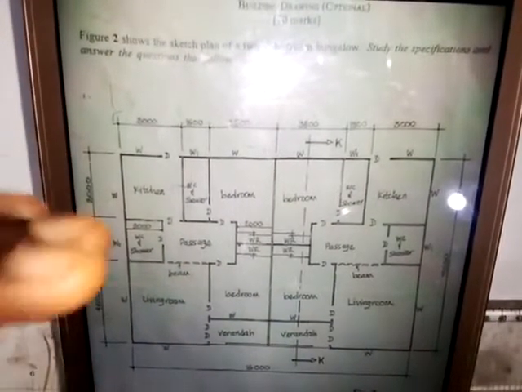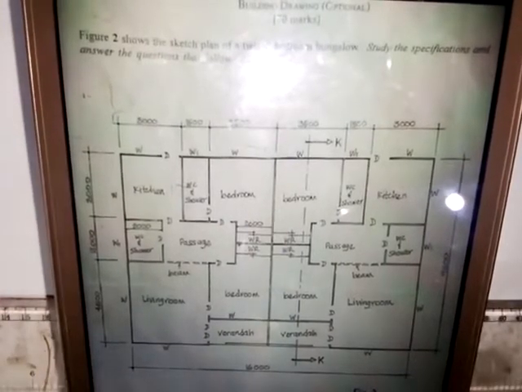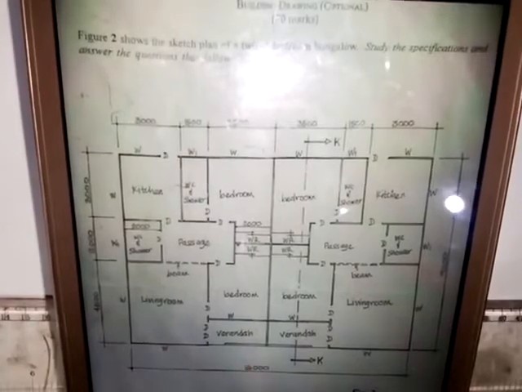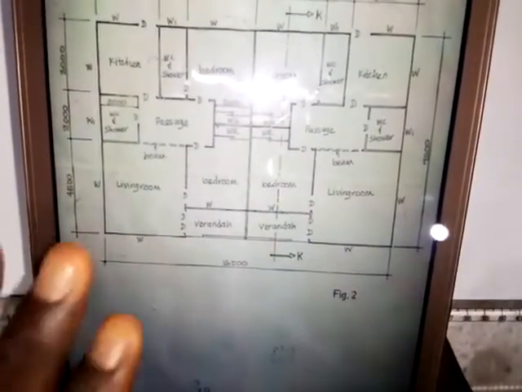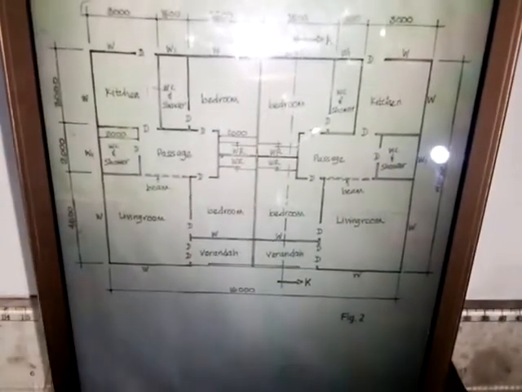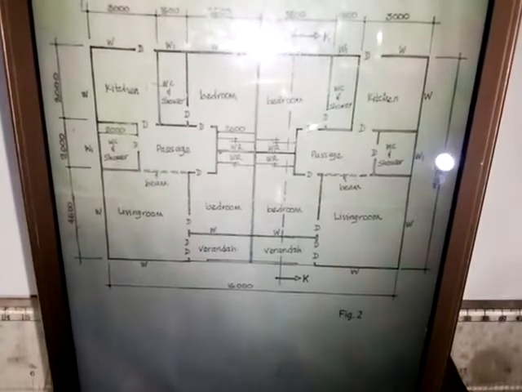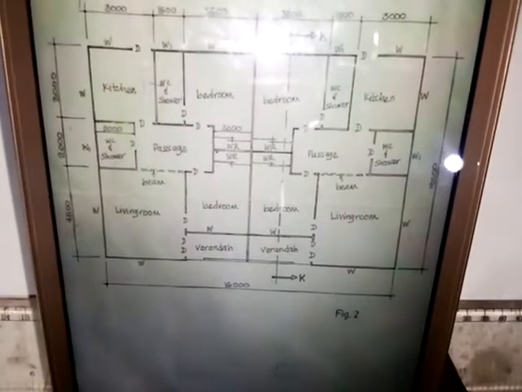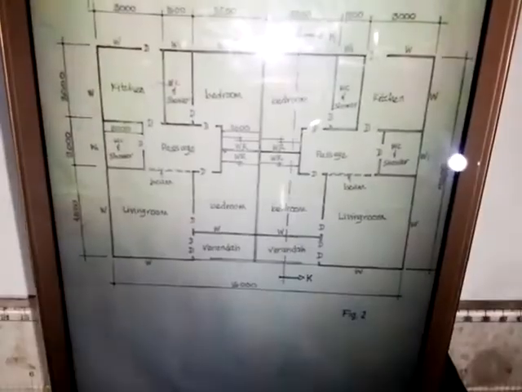So what we want to do here is that we want to produce the front elevation when we are looking at the building in this direction. When I'm looking at the building in this direction, we want to produce the front elevation, and then we want to produce the sectional view. So I'm going to divide this video into two. We are going to have a video on the front elevation and a video on the sectional view.